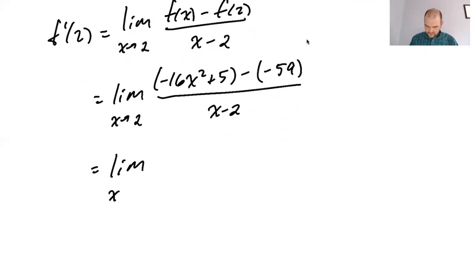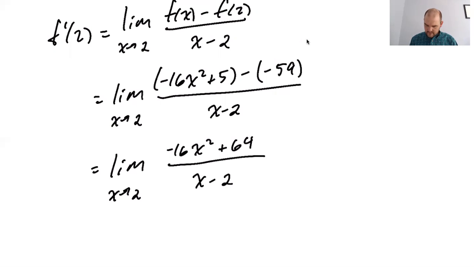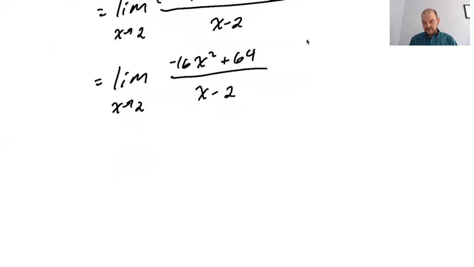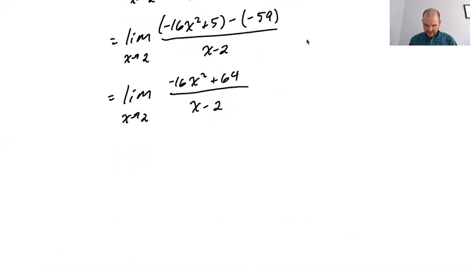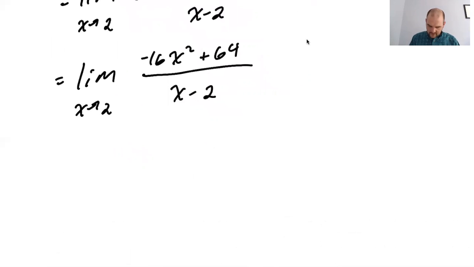Limit as x approaches 2. So you just algebraically simplify. So it'll be negative 16x squared. So I have plus 5 and I have minus 59. So that's plus 59. So it's plus 64 over x minus 2. So far so good. How much space do I have? I have a lot of space. Okay. I see some factoring that I can do.